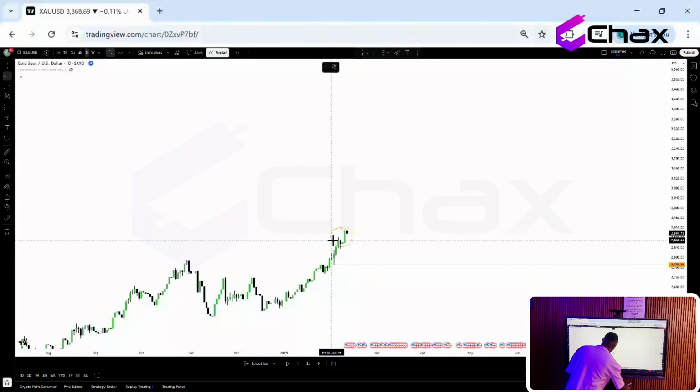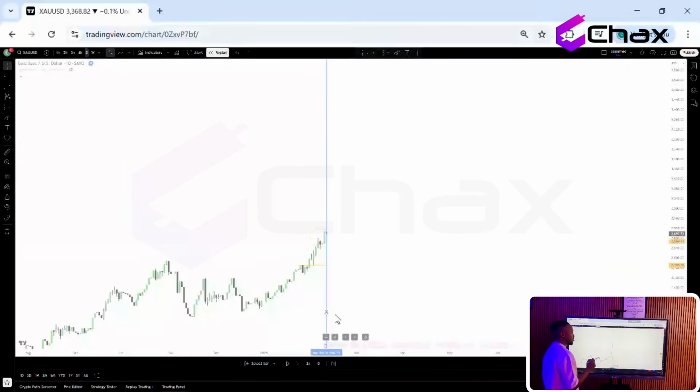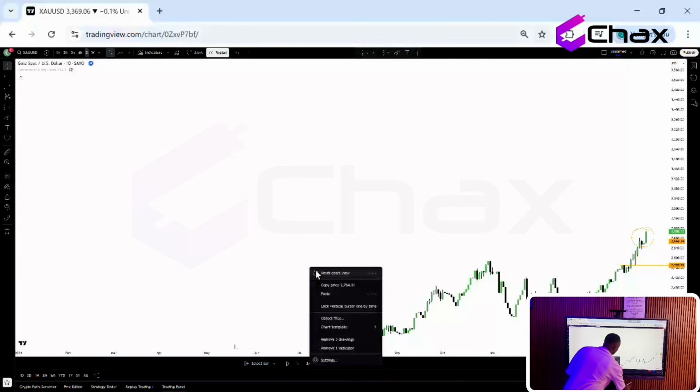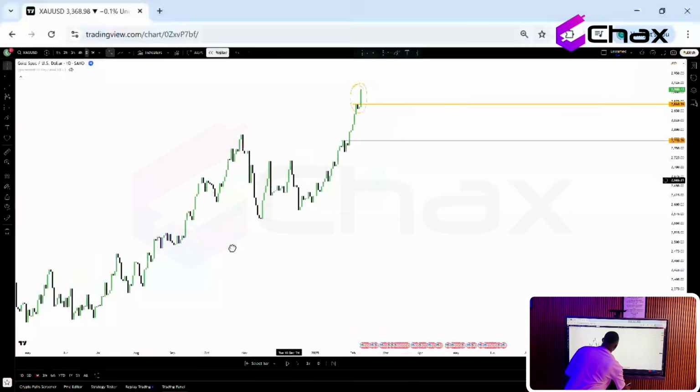Our expansion happened here. Good. Now, you see that this green candle, which is my own bullish candle, caused the expansion we have around here. The green candle caused the expansion we have around there.